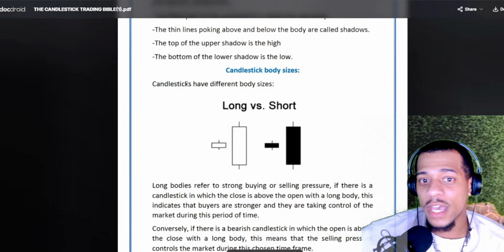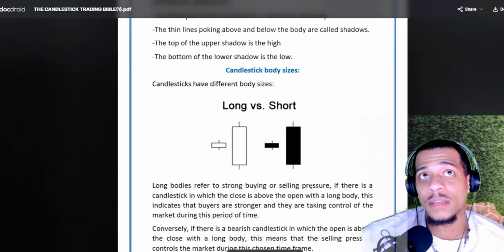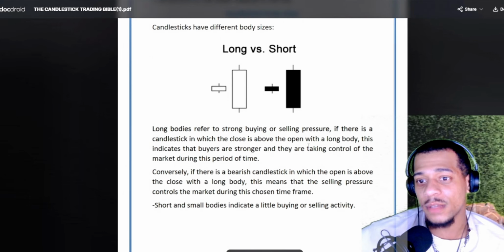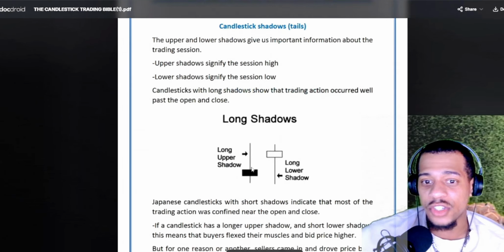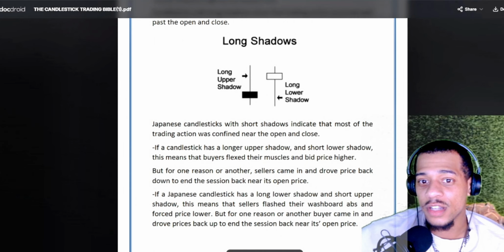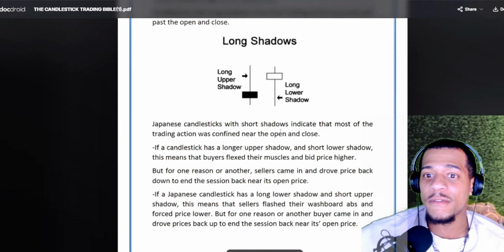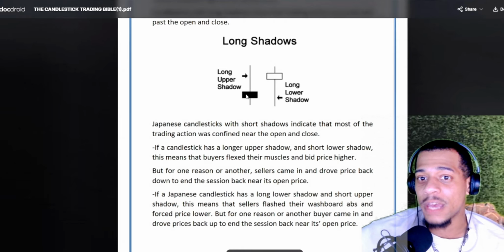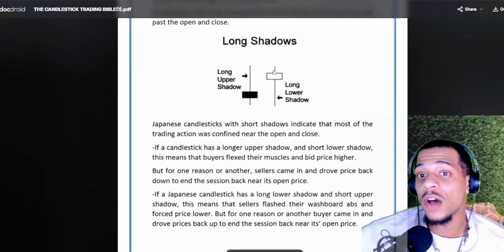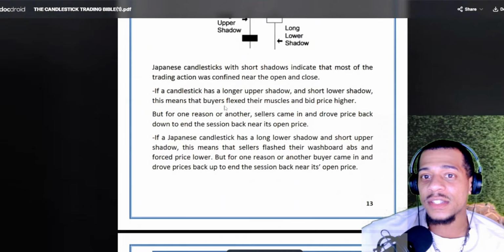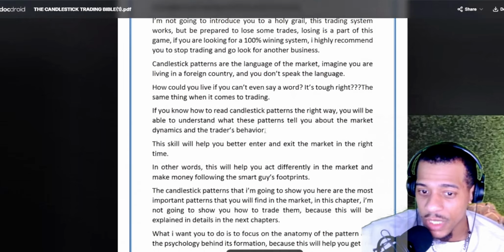Okay? So candlesticks have different body sizes. Long bodies refer to strong buying or selling pressure. Opposite with the bearish candlesticks, right? And this is showing you the sticks. These are Japanese candlesticks with short shadows, which indicate that most of the trading action was confined near the open and close. So that means where it opened and closed at, this is how you get what we call these candlesticks certain things. It starts to explain each candle and what those candles mean, right?